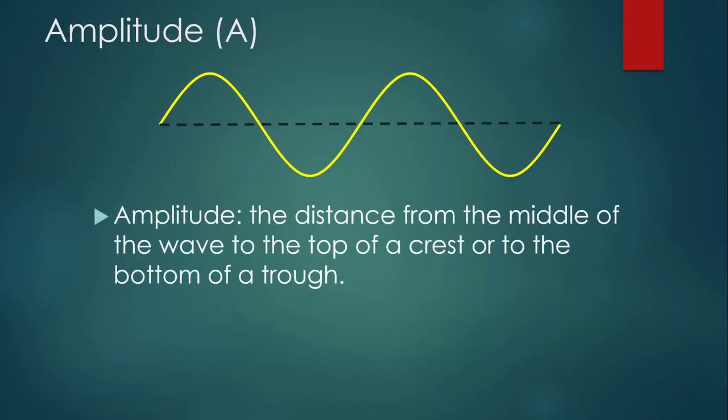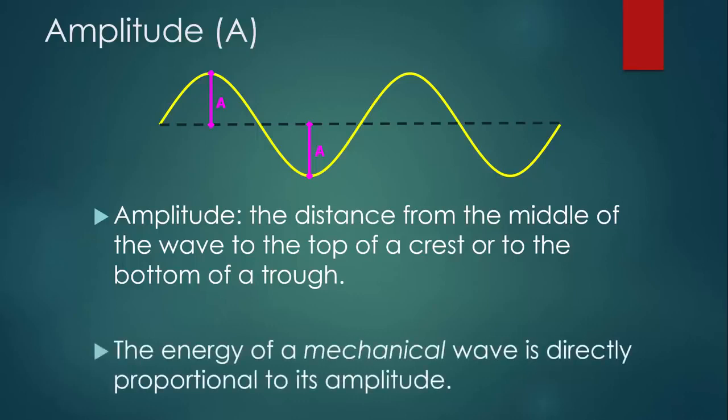Amplitude is basically the height of a wave, but we have to measure it very specifically. It's the distance from the middle of the wave, that dotted line, to the top of a crest or to the bottom of a trough. This means that we can measure the amplitude here, or we can measure the amplitude here. Really, the only other thing that you'll need to know about amplitude is that the energy of a mechanical wave is directly proportional to its amplitude.